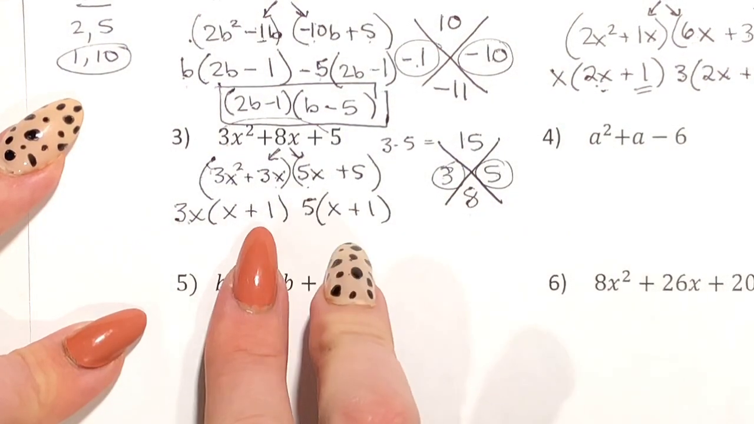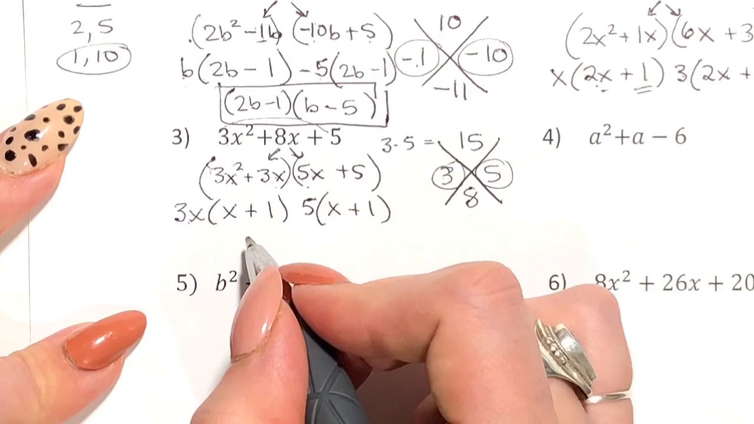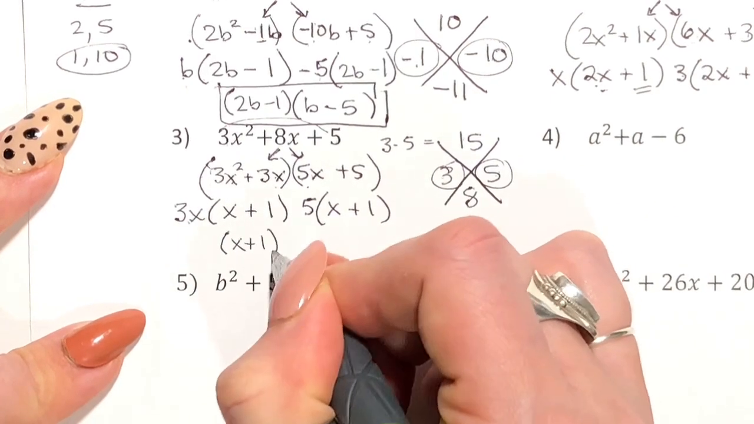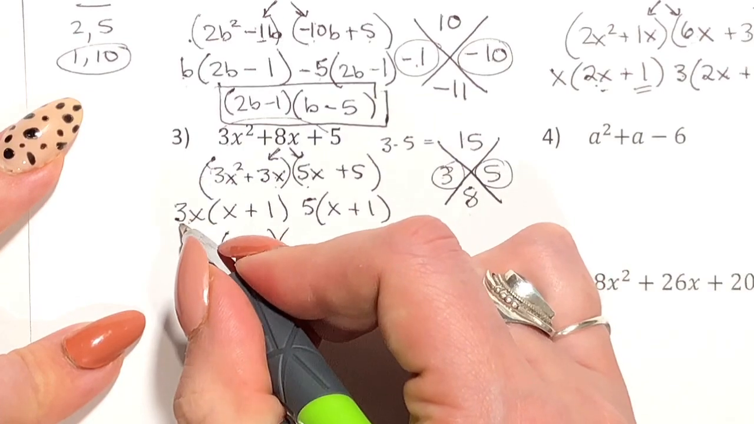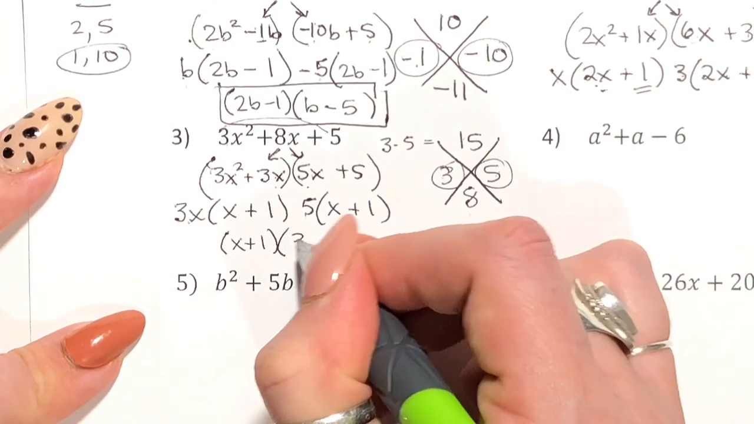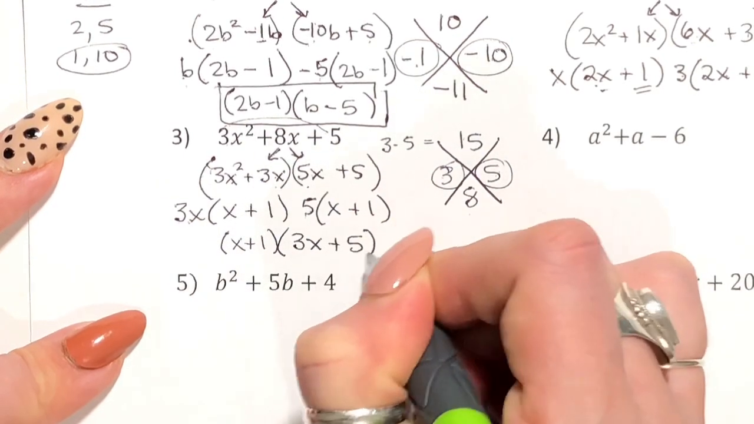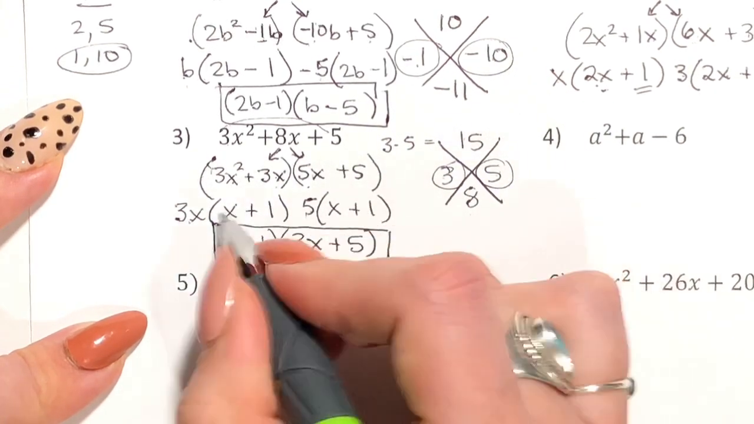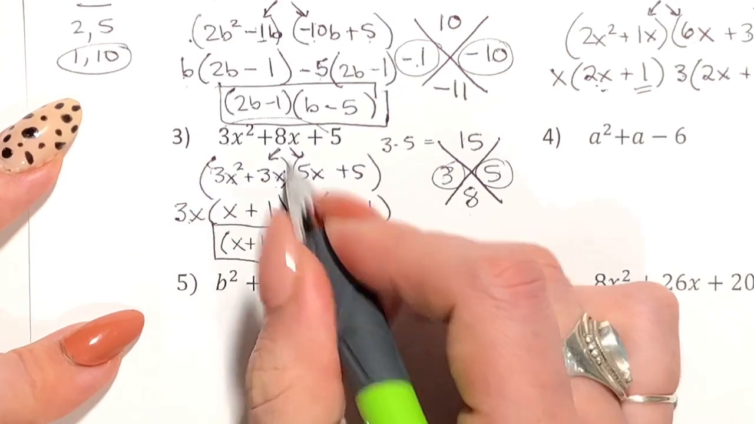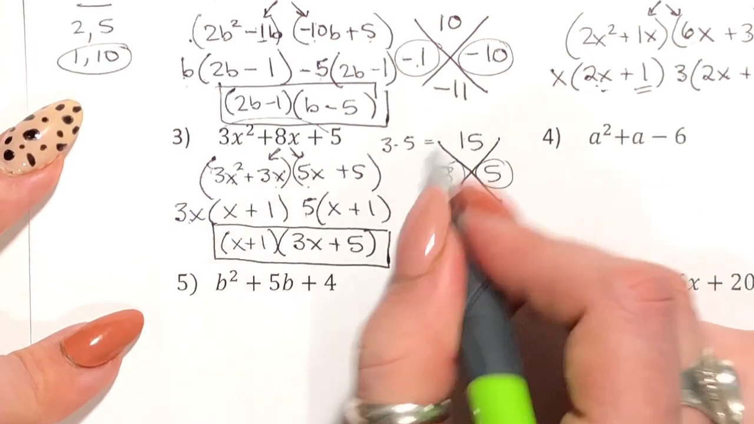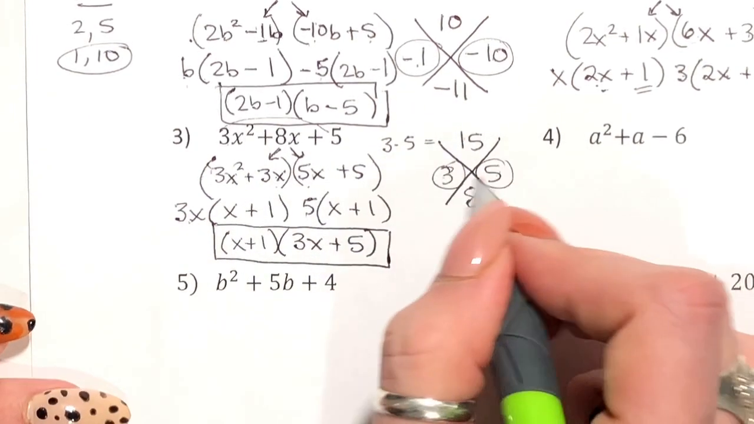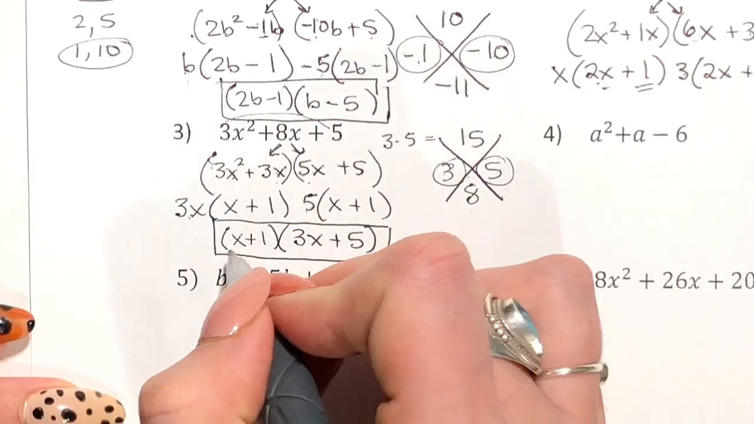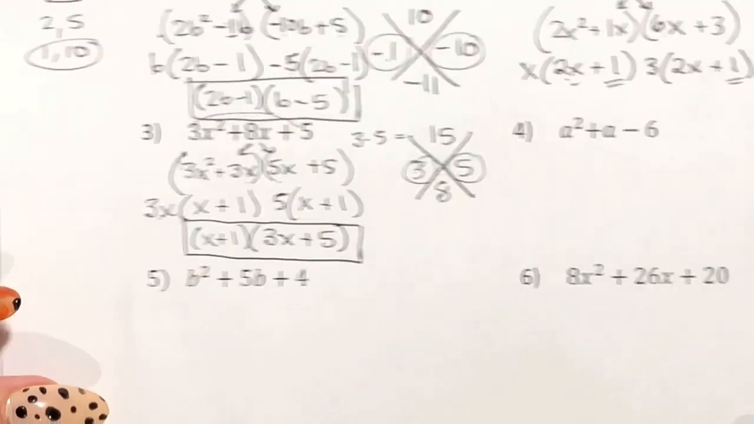We see we're matching. We have x plus 1 in each group. So we did it right. So our answer will be x plus 1. And then inside the second group, we'll have a 3x and a 5. So 3x plus 5. And you're done. So really everything from here on down is the same as what we did last time. The only new part is finding those two numbers. But once you have those two numbers, it's just your factor by grouping steps that we did last time.